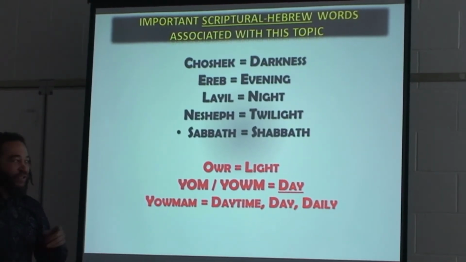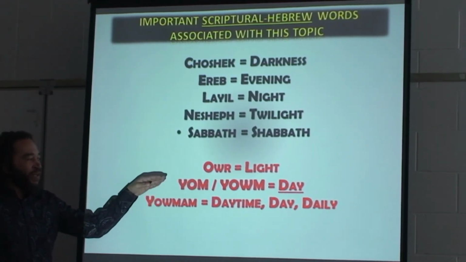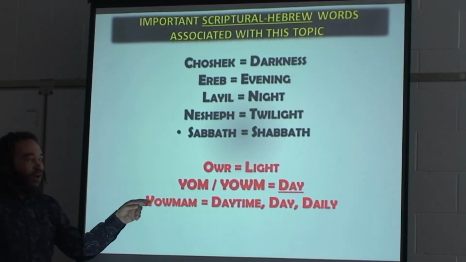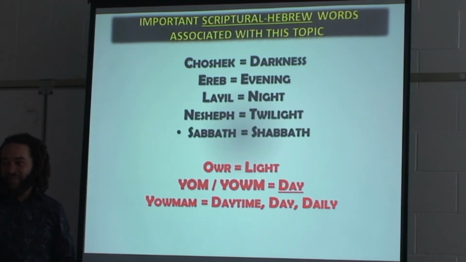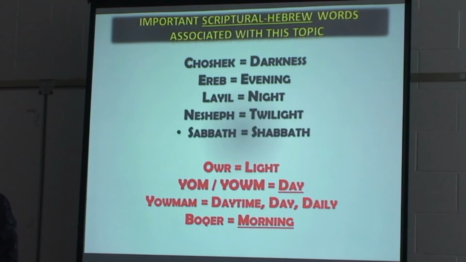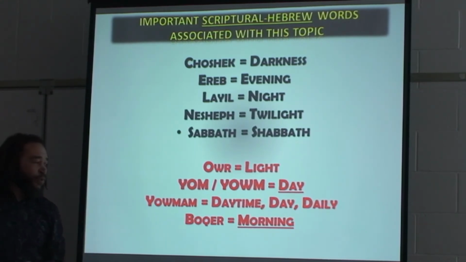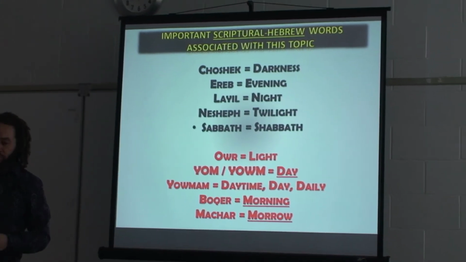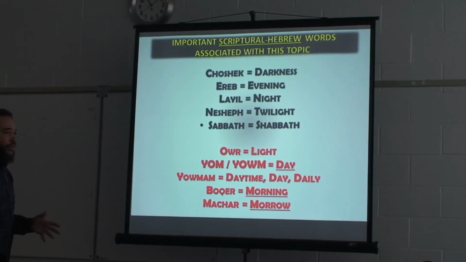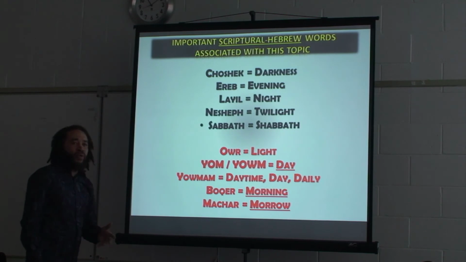And this is what's happened. It becomes a little bit of a mixture because this only refers to the light period, whereas this word could refer to the light period and the 24-hour day as well. That's the things you have. You have Bokur is the other word for morning, and Makar is equal to morrow. So those are the words you're going to need to know if you want to do your own personal study.